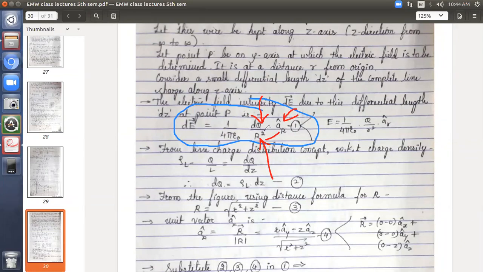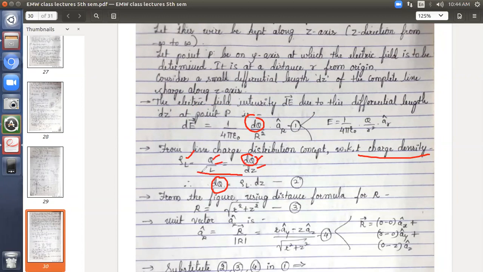From the figure, we will try to find these three values and put them in equation 1. So what have we done now? We have started with dq first. So how to find dq? From the linear charge density concept, rho L is equal to Q by L, which is dq by dz. So dq will be rho L into dz. This is your one value. Let me put the equation as number 2. So 1 is over, dq is over.